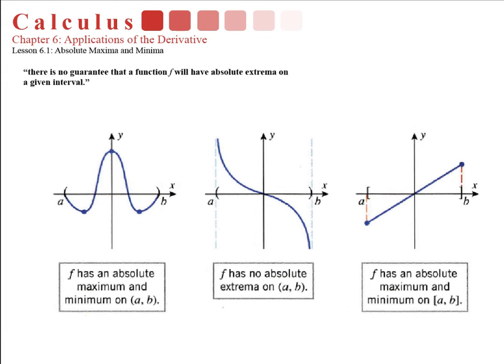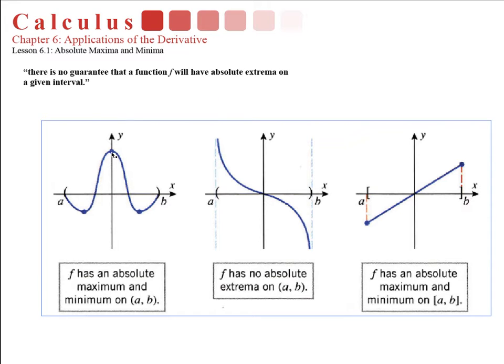Now let's look at the next example. The next example has a finite open interval. It's finite because it only goes from a to b. It's open because it doesn't include a or b. Now, this function does have absolute extrema on the open interval. It has an absolute maximum at this point here, and it shares two absolute minimums at these points here.